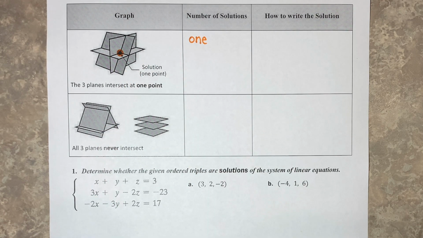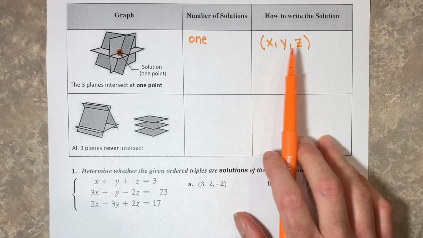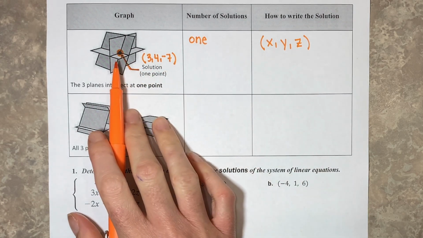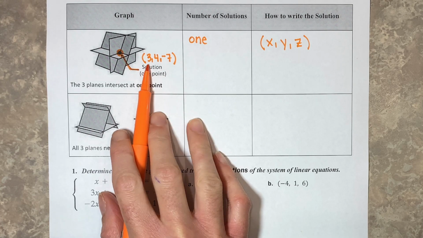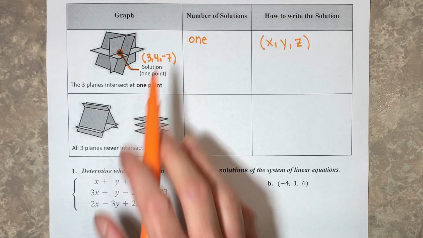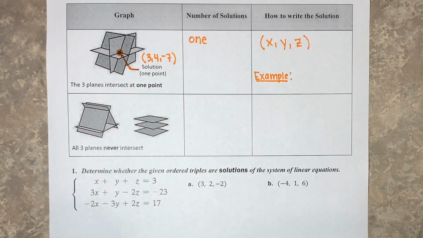The way we write our solution for systems of equations involving three variables is as an ordered triplet. And it's called an ordered triplet because it contains three coordinates, an x-coordinate, a y-coordinate, and a z-coordinate. For example, let's say that this intersection point was the ordered triplet (3, 4, -7), where 3 is the x-coordinate, 4 is the y-coordinate, and -7 is the z-coordinate. Our solution would be that ordered triplet, where all three planes intersect.